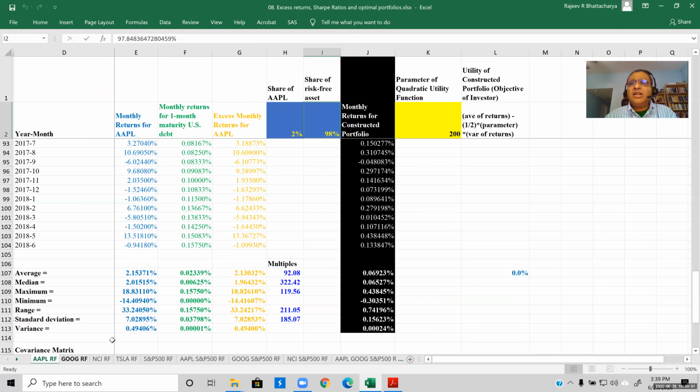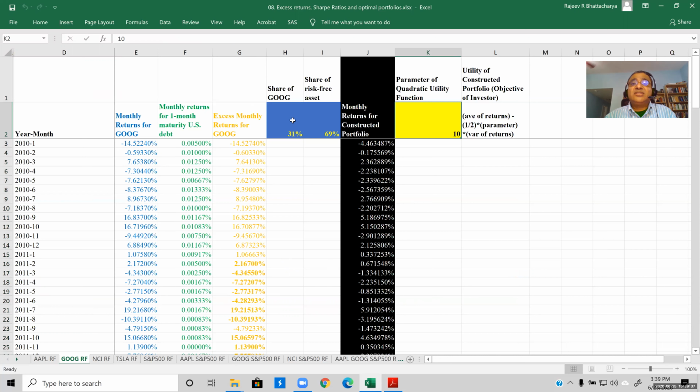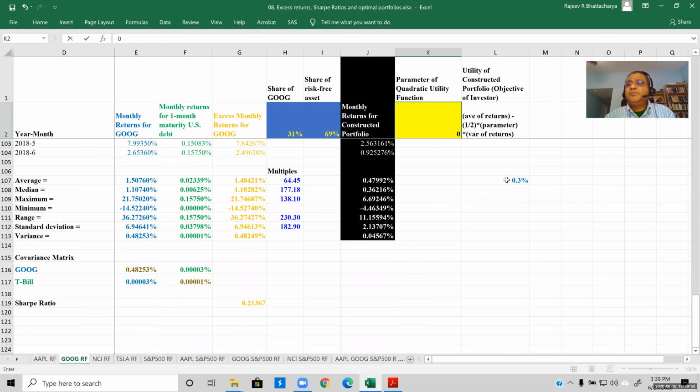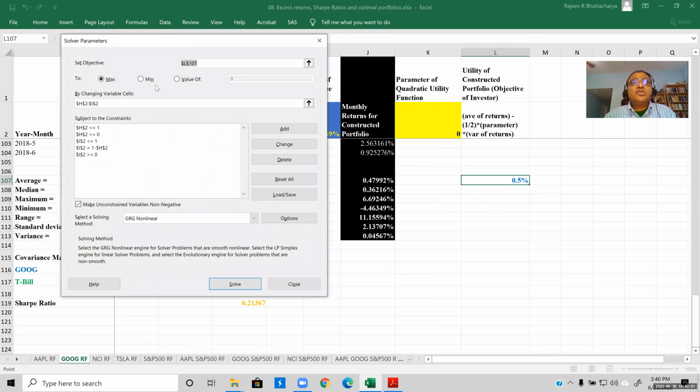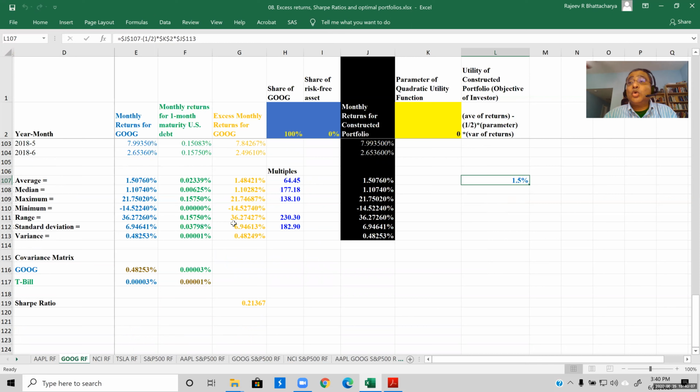All right. So similarly, if you're doing it with Google, if the parameter is 10, then we can see that the optimal share of your investment in Google is 31%. The share of the risk-free asset is 69%. And if it is 0, let's see what happens. As we saw earlier, if you are completely risk neutral, then this here is the expected utility of this portfolio. If you're risk neutral, you solve for it as we had earlier, and we see that 100% of your assets go to the risky asset. All right. And so on.